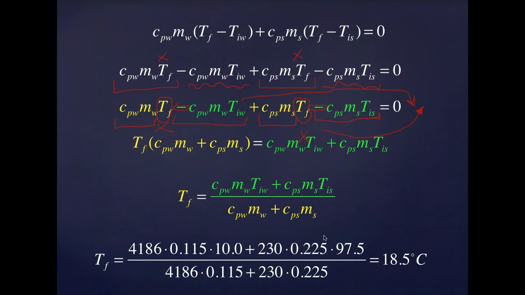When you put all this into your calculator, don't forget to parenthesize. Or you can calculate the numerator first, the denominator second, and then just divide the numerator by the denominator, and that should give you 18.5. There you go.